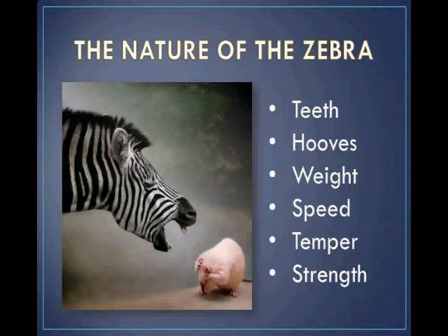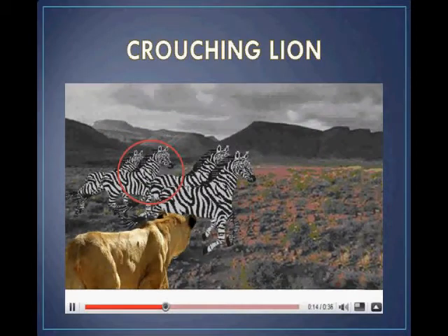It delivers a nasty bite, which can actually turn septic and kill you. Its hooves can shatter a lion's jaw, and it outweighs a lion, it can run faster than a lion, and it's got a really nasty temper. So now, we've got a lion taking a look at a zebra herd. In this case, there's 4 zebra.